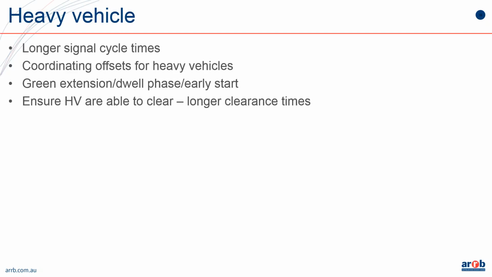Another very important one is coordinating signal offsets for heavy vehicles. Selecting offsets to minimize trucks stopping on an arterial road is very effective for trucks. As we all know, these offsets are typically designed using general traffic, passenger car operations in mind. So typically these slower heavy vehicles will have problems going through the design progression because of their slower speed profile.